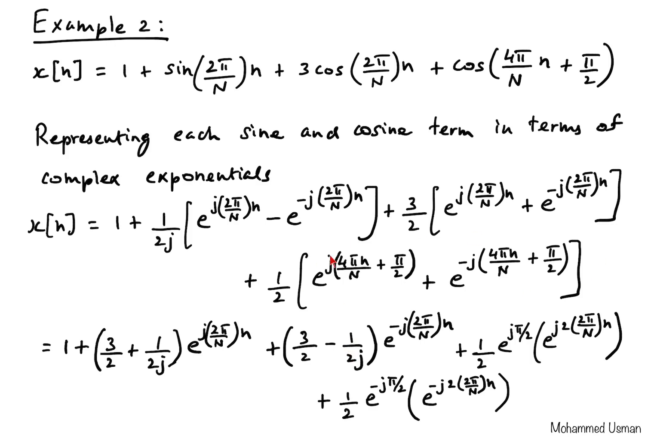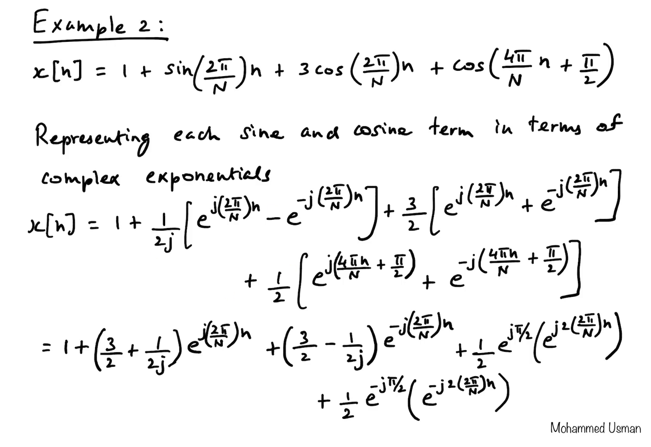And similarly for this, we can take the e power j pi by 2 outside because that is not having any n associated with it. The index n is not associated with this, so we can take that outside. So it is half e power j pi by 2 multiplying this e power j 4 pi n by capital N. And similarly, it is e power minus j pi by 2 multiplying this e power minus j 4 pi n by capital N. Now this 4 pi can be written as 2 into 2 pi, right? Because our omega naught is 2 pi by N, we want to write it as 2 omega naught, right? 2 into 2 pi by N is 2 omega naught.